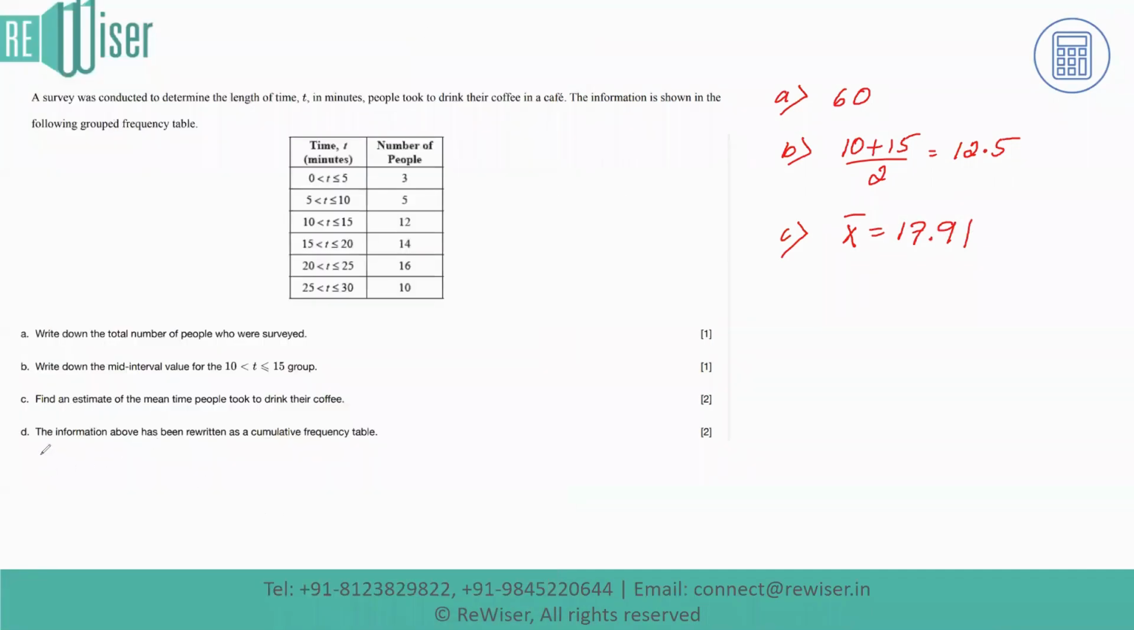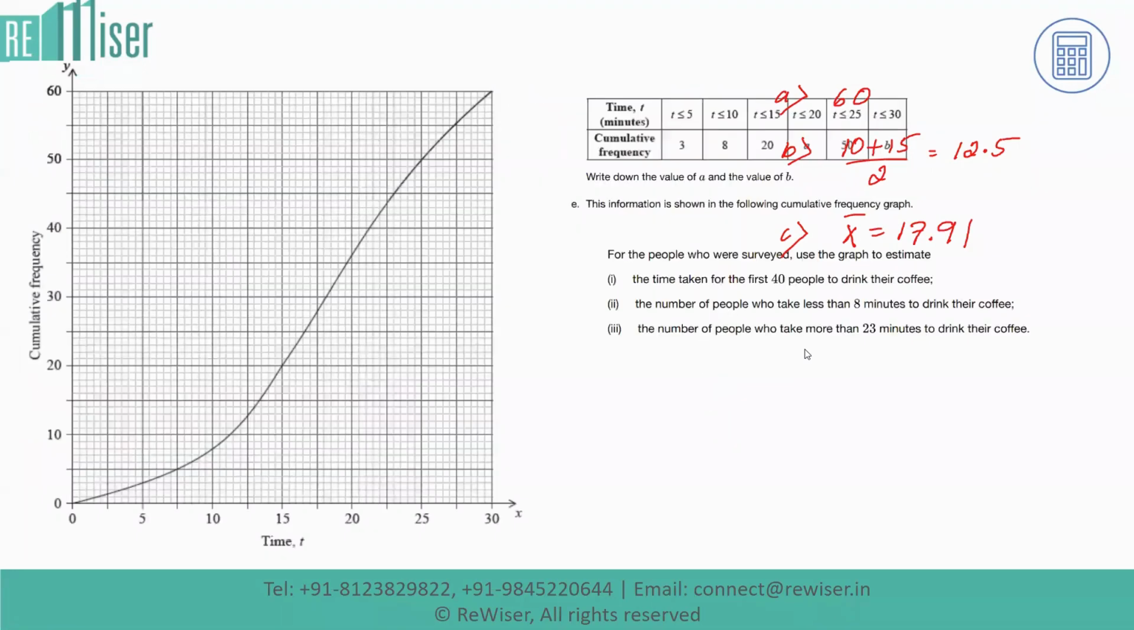Next, for part D, the information above has been rewritten as a cumulative frequency table. Here is the cumulative frequency table, and this is what a cumulative frequency table is. Here we need to figure out the values of A and B.